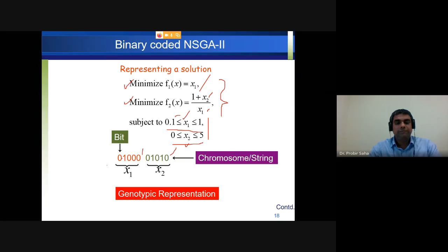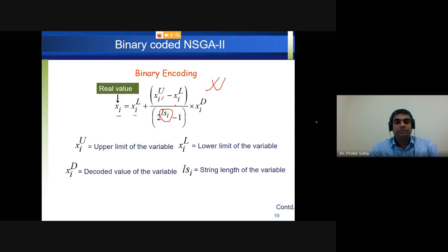1, 2, 3, 4, 5. So we can either do 2 to the power 5 minus 1 into the decoded value. Decoded value means the binary data converted into decimal data by the formula like 2 to the power 0 into the value, 2 to the power 1 into that value, 2 to the power 2 into that value, and that we can find out.